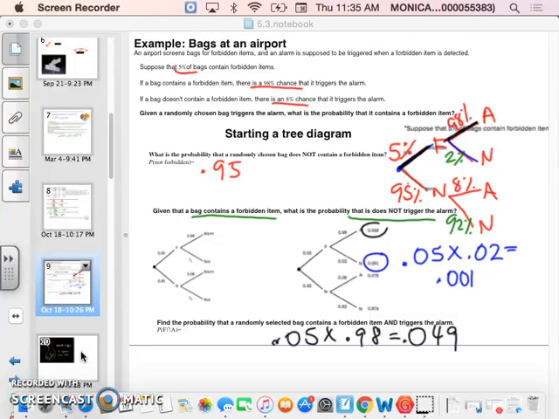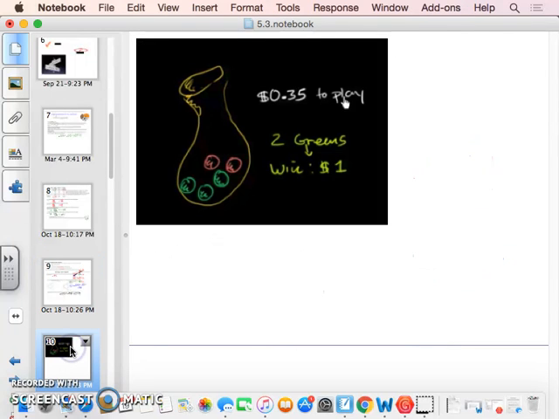Here's another example. This is the classic marbles in a bag. So let's go ahead and draw our tree diagram. So what you want to do is draw your tree diagram of outcomes. So we've got these marbles, and we're going to offer a game, and it's 35 cents to play the game. And if you pull 2 greens out of the bag, we'll give you $1. All right. So what's the probability that you're going to win that $1?